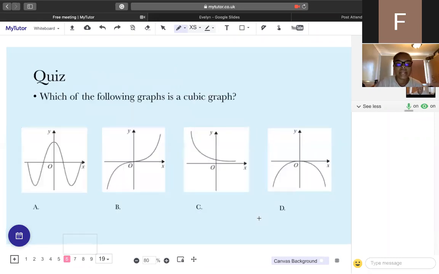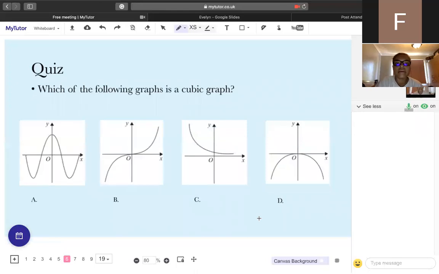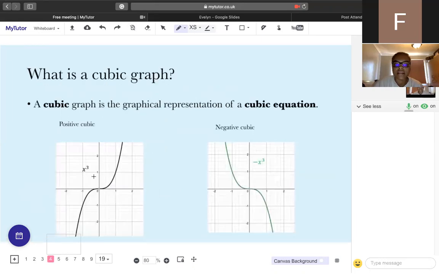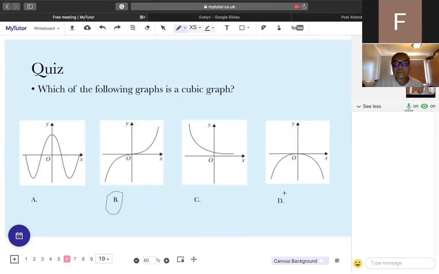So a quick quiz: out of the following graphs, which one is a cubic graph? Is it A, B, C, or D? For this particular question, our answer would be B, because it looks just like the cubic graph we saw over here. It looks just like our x cubed. If you notice, this one, D, is a quadratic graph, which is what we were looking at on Monday. And the other ones we haven't seen quite yet.